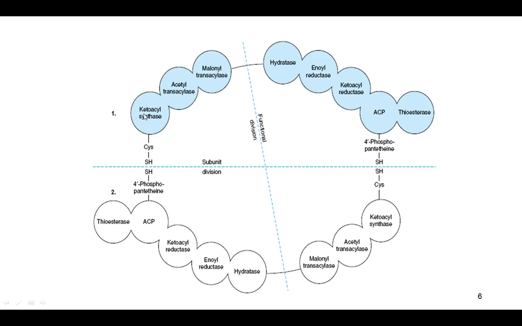You have to remember the names: ketoacyl synthase, acetyl transacylase, malonyl transacylase. If you notice, there are 2 transacylases: acetyl transacylase and malonyl transacylase. Then synthase, ketoacyl synthase. Then there are 2 reductases: enoyl reductase and ketoacyl reductase. There is one hydratase and thioesterase. You will see the involvement of these enzymes in the reaction steps next.